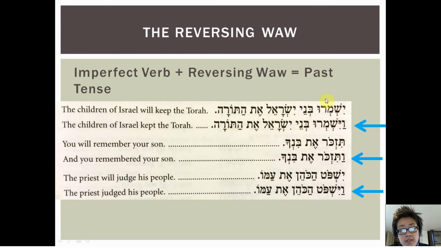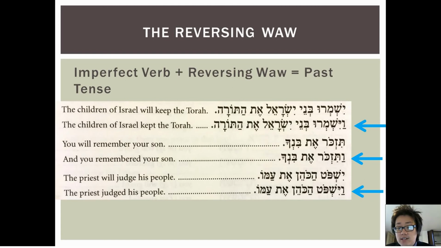Now, this is imperfect plus reversing vav. So normally what you'll see is the vav, patach, and a dagesh in the yod, or whatever the prefix consonant happens to be. So the vav, the patach, and the yod, vayishmeru b'nei Yisrael et haTorah. The Israelites, the children of Israel, guarded or kept the Torah. Again, the vav reverses the function of the imperfect, and in this case is going to turn it into the past tense. Let's look at the next one.